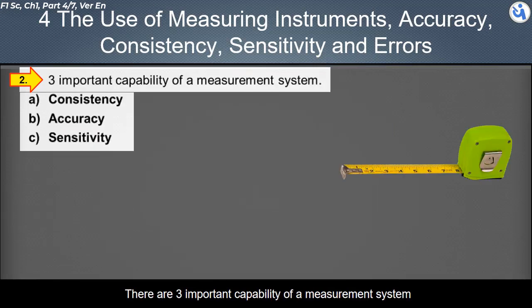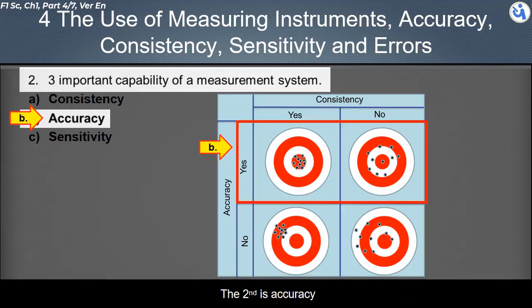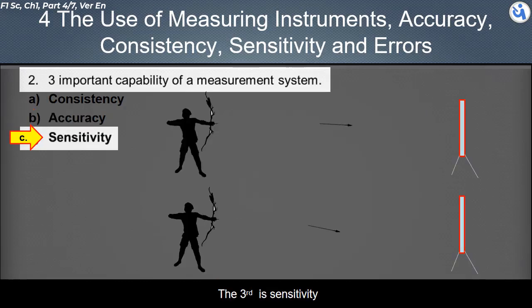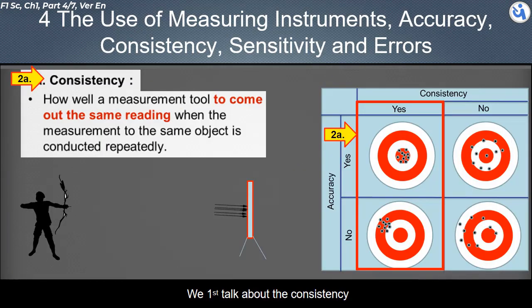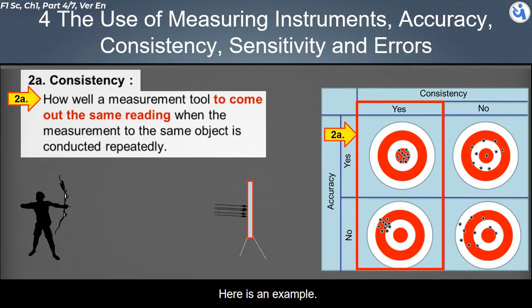There are three important capabilities of a measurement system. The first is consistency. The second is accuracy. The third is sensitivity. We first talk about consistency. Consistency is how well a measurement tool comes out with the same reading when the measurement of the same object is conducted repeatedly. Here is an example.